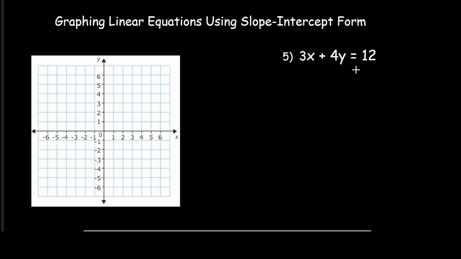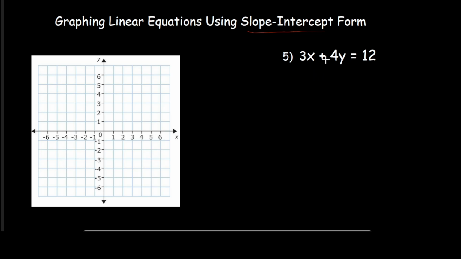Now moving to the next problem, which is 3x plus 4y equals 12. First of all, this is the standard form of the equation. We have to change this equation into slope-intercept form. So what is the slope-intercept form? The slope-intercept form is y equals mx plus c. So we have to isolate y.